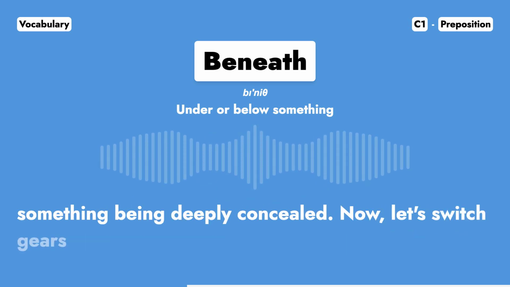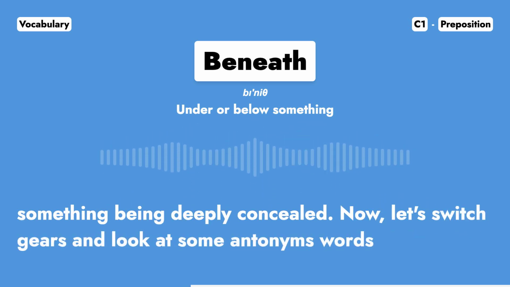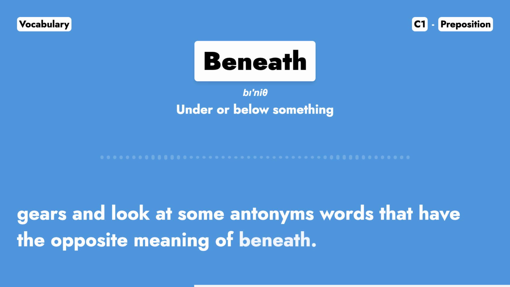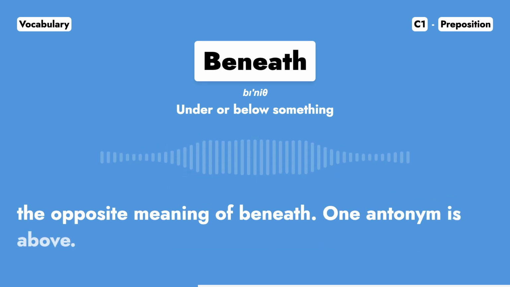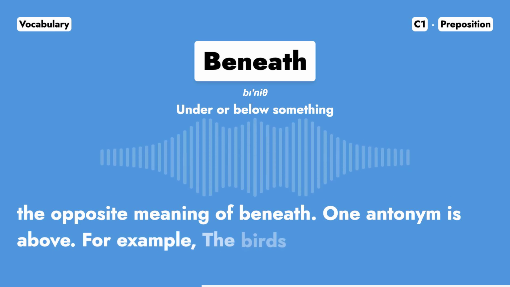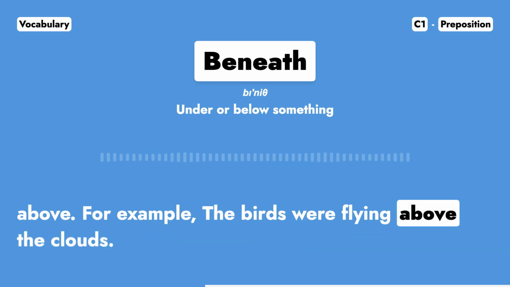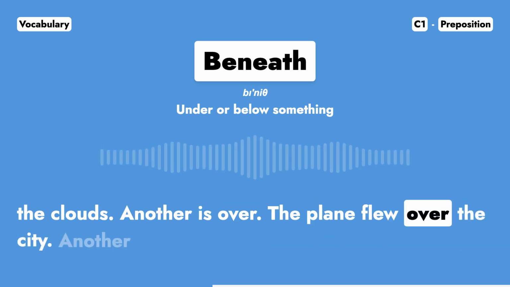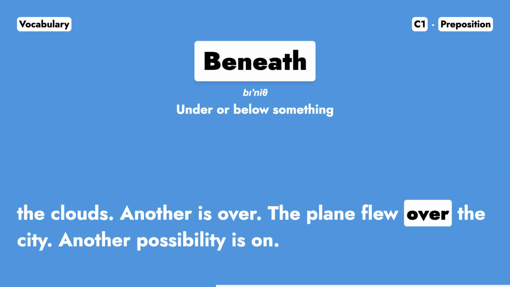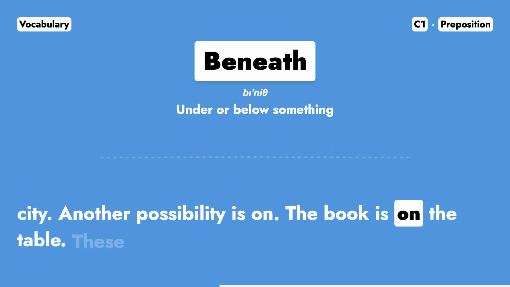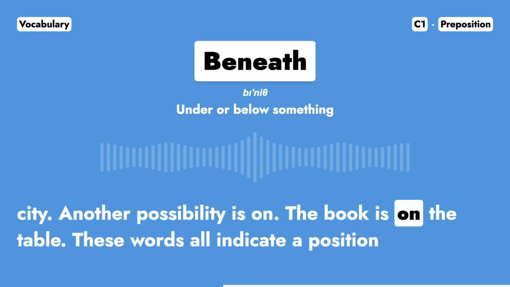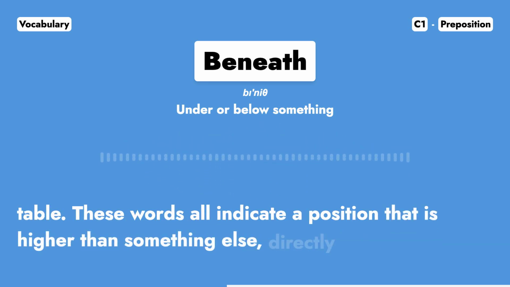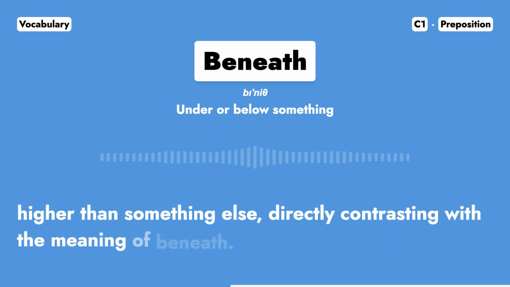Now, let's switch gears and look at some antonyms, words that have the opposite meaning of beneath. One antonym is above. For example, the birds were flying above the clouds. Another is over. The plane flew over the city. Another possibility is on. The book is on the table. These words all indicate a position that is higher than something else, directly contrasting with the meaning of beneath.